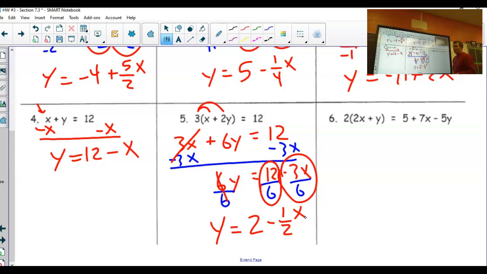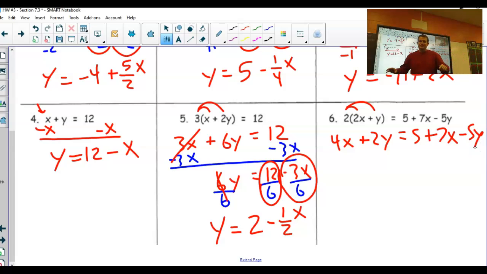The first thing I want to do is simplify this, so I'm going to distribute the 2 to start and get 4x plus 2y equals 5 plus 7x minus 5y.